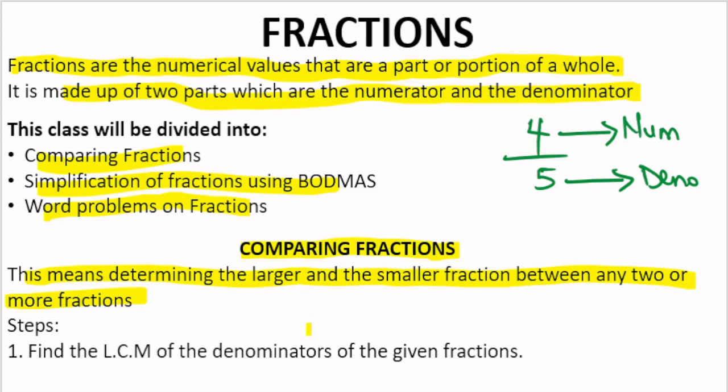When comparing fractions, there are steps to take. So step number one is to find the LCM of the denominators of the given fractions. So this rule applies when the 2 or 3 fractions given have different denominators. So the first step we're going to take is to find the LCM of the given fractions.